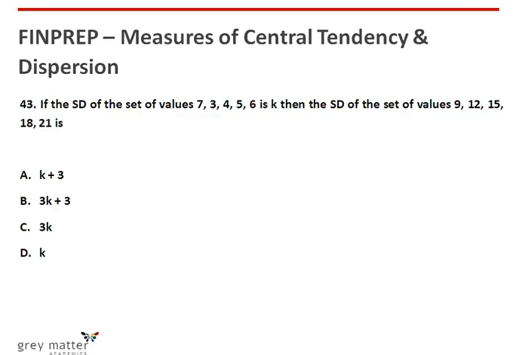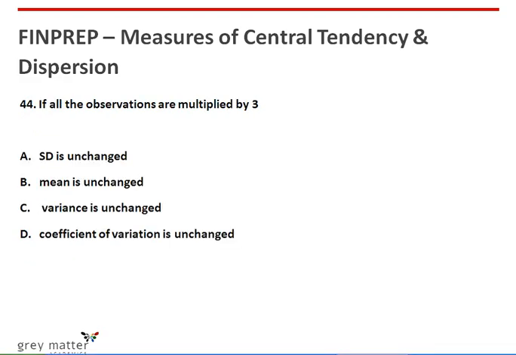Going to our PowerPoint presentation, option C is the answer. It says 3k. So, 44th question. If all the observations are multiplied by 3, out of the 4 options, D is the correct answer, because all other statements are wrong.